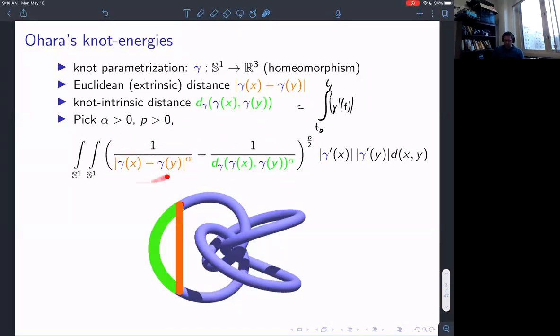Clearly, this is positive because the Euclidean distance is the smallest, right? It's always the smallest distance. So that's a positive number. We can take some power. For technical reasons, I do p over 2. This is just that p equals 2 is the Hilbert space case.